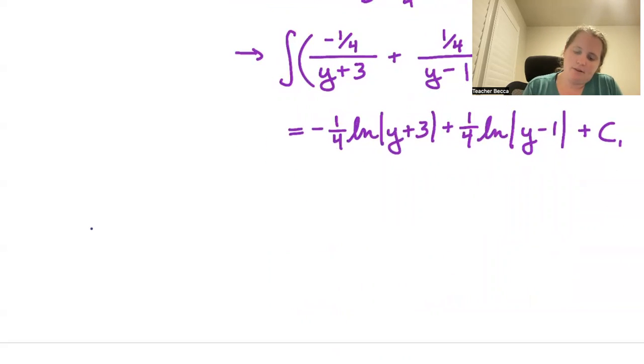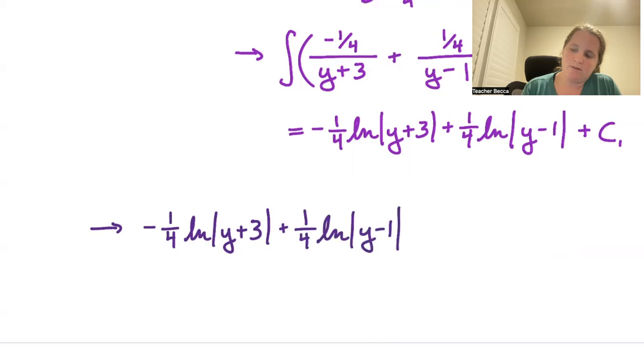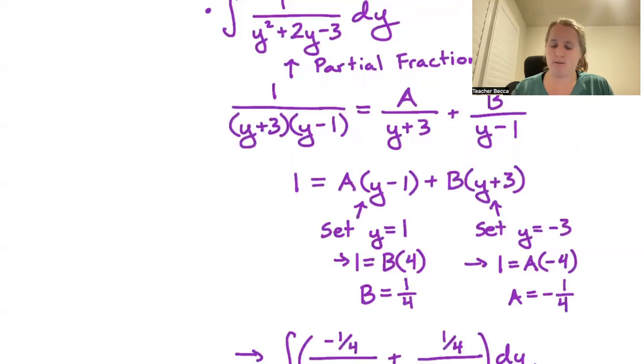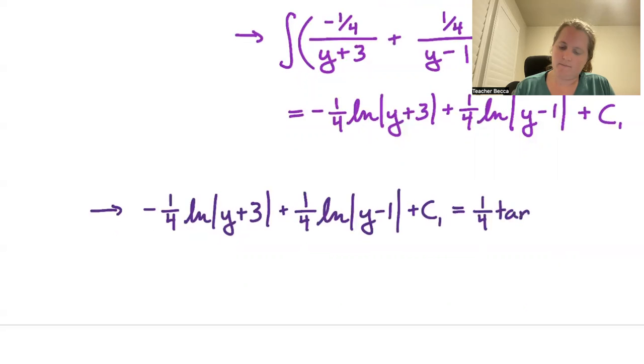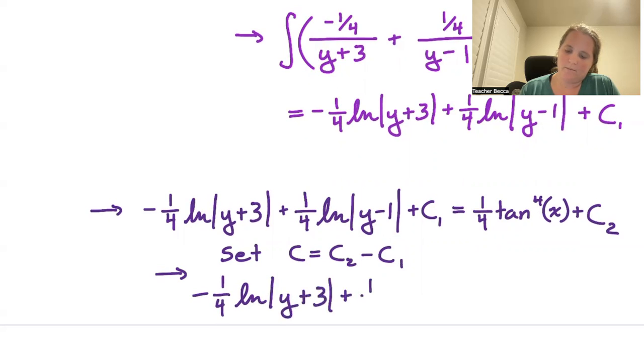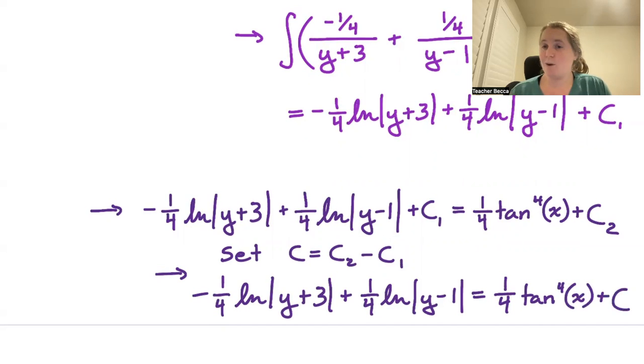So putting this all together, we have -1/4 times the natural log of the absolute value of y plus 3 plus 1/4 times the natural log of the absolute value of y minus 1 plus c1 is equal to, on the right-hand side, we had 1/4 tangent to the 4th x plus c. I'm going to make it plus c2 here. And so if we set c equal to c2 minus c1, we again have -1/4 natural log absolute value of y plus 3 plus 1/4 times the natural log of the absolute value of y minus 1 is equal to 1/4 tangent to the 4th x plus c. If you wanted, we could simplify.